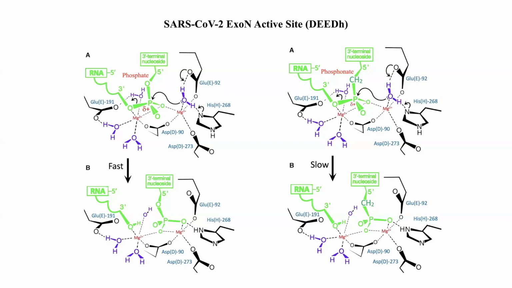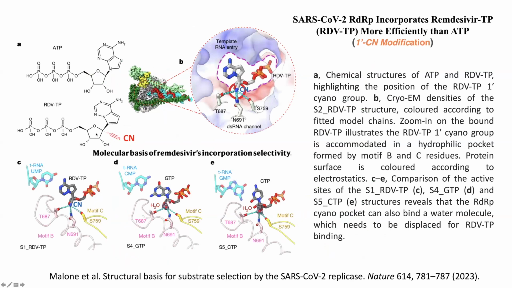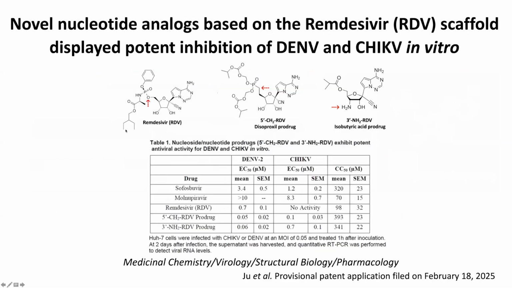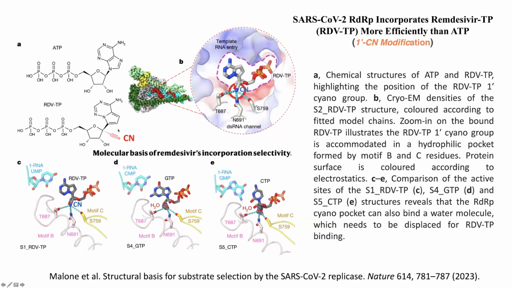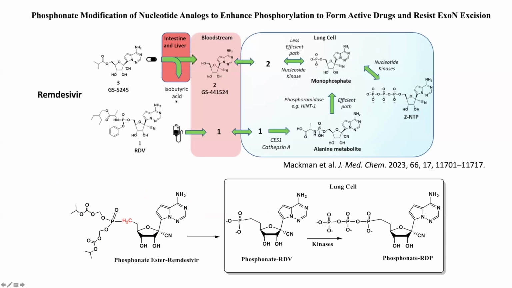All the tenofovir analogs have these features. So now we would like to combine this kind of phosphonate modification with the remdesivir modification on the cyano group, right? The cyano group modification increases the RDRP incorporation efficiency. Actually, remdesivir is incorporated better than the natural substrate. So again, the phosphonate modification can theoretically enhance the phosphorylation efficiency of the prodrug to the active triphosphate.